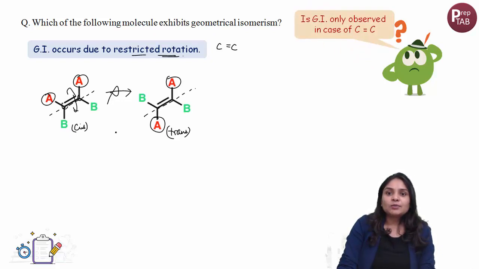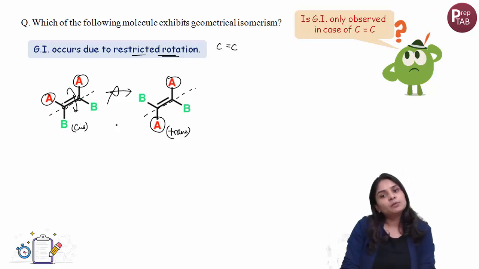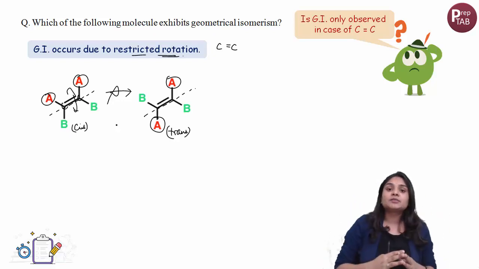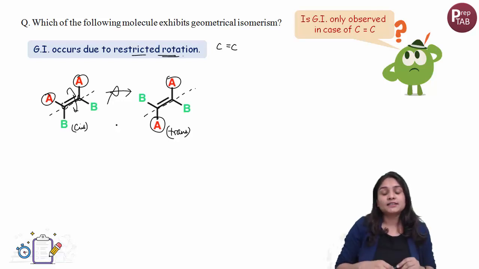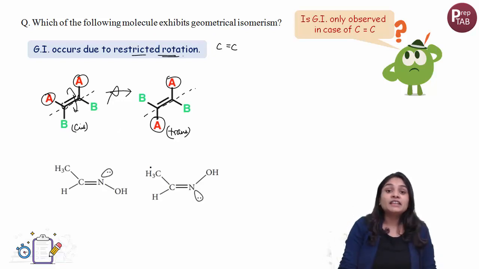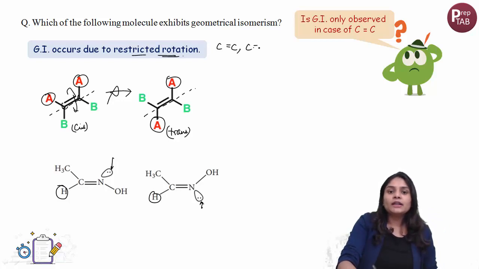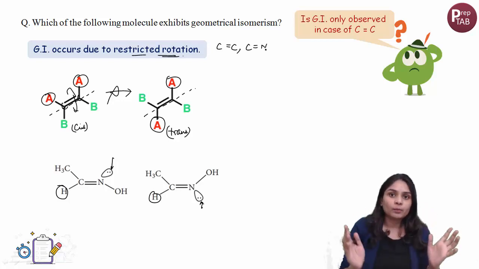Clear? Now, this person has one more doubt: is geometrical isomerism only observed in the case of C double bond C, or are there any other cases? Yes, buddy, there are other cases as well in which you can observe geometrical isomerism. If we have C double bond N, in this case we can observe geometrical isomerism. This hydrogen and this lone pair are on opposite sides in this case, and in this case they are on the same side, so even C double bond N will show geometrical isomerism.